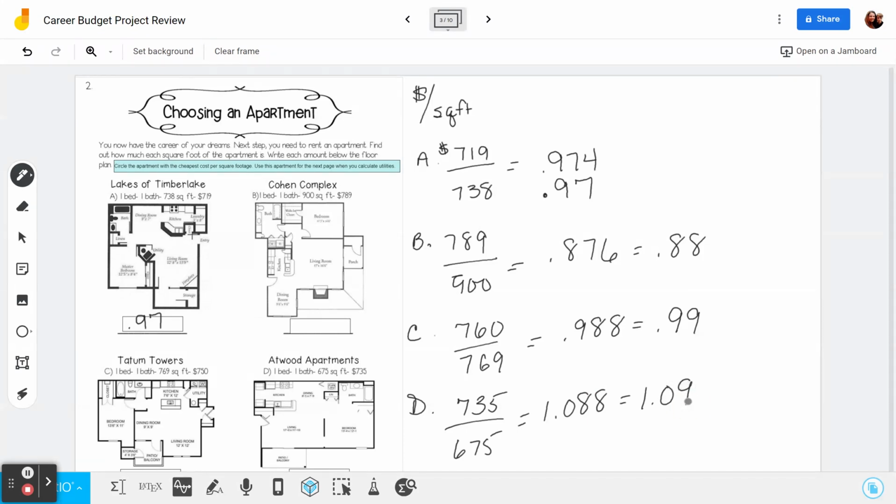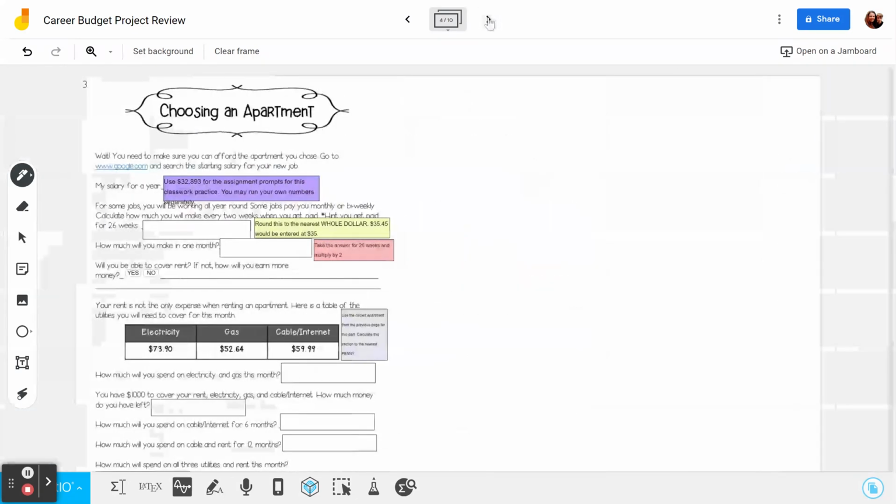Okay. Now those numbers represent the dollars or the cost per square foot. So you're going to enter them here and then you were asked to select the cheapest cost per square footage. And the one with the cheapest cost per square footage was the Cohen complex. So you should have circled that one and used that in the future problem. So you would need to know that their rent is $789.